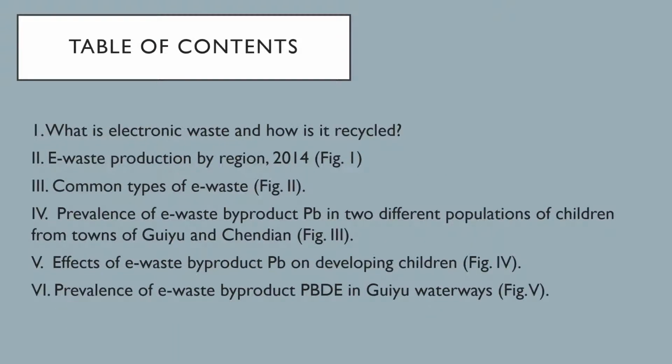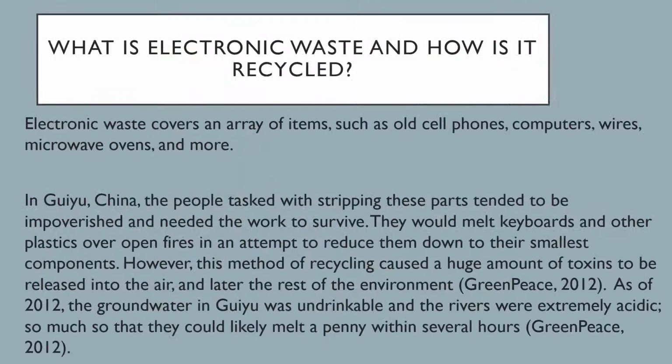So expanding off of our objectives, we're going to go over what is electronic waste and how is it recycled, and then the figures will be indicating data that helps to facilitate this discussion, such as e-waste production by region, common types of e-waste, prevalence of e-waste byproduct lead in two different populations of children, e-waste byproduct lead effects on developing children, and prevalence of e-waste byproduct PBDE in Guiyu waterways.